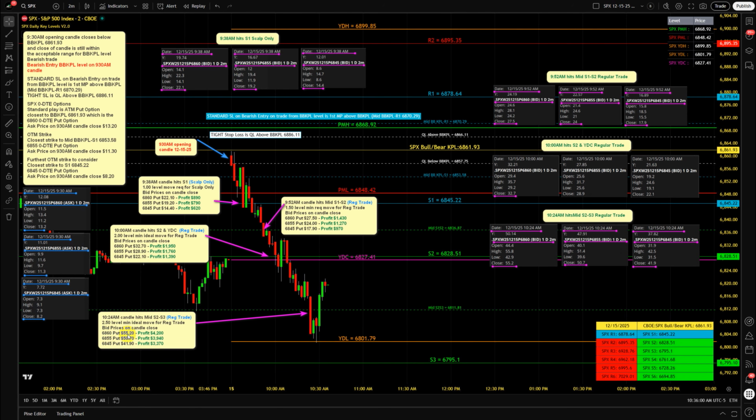The 6860 put is now 55.20. The 6855 put is 50.70 in the bid. All these are the bids on the close of the candle. 6845, 41.90 bid on the close of the candle. The 6860 profit is now $4,200 per option. The 6855, the profit is now $3,940 per option, and the 6845 profit is now $3,370 per option.